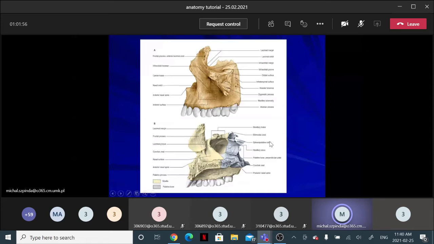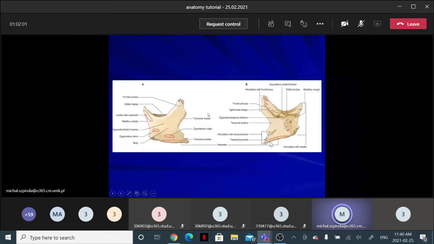And here is the zygomatic bone. The zygomatic bone, as you can see, is a quadrangular bone. But what's typical of it? In spite of being quadrilateral, it has as many as 5 borders. So these borders are visible here.